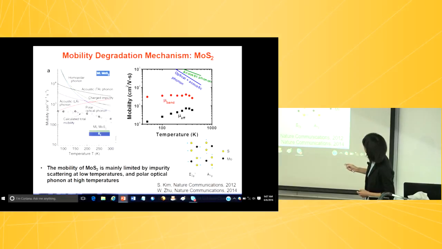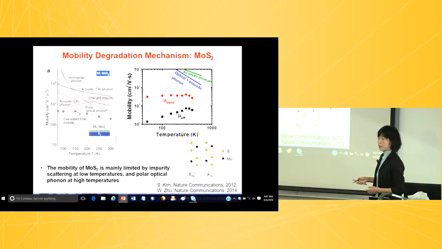Okay, so then the third one is the polar phonon, and the other one is acoustic phonon and a homopolar phonon. So the dominant scattering source for MoS2 is this optical polar phonon.